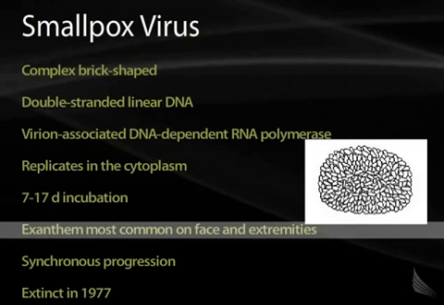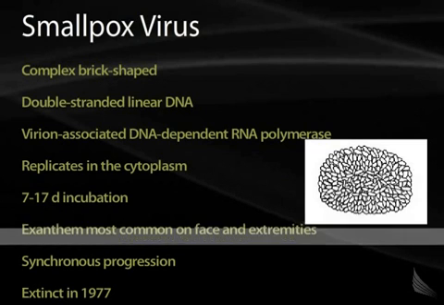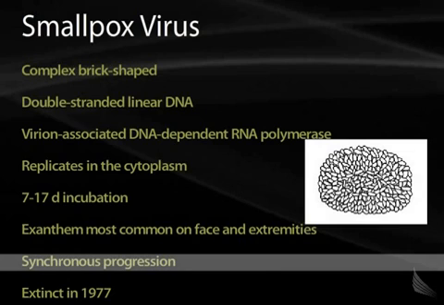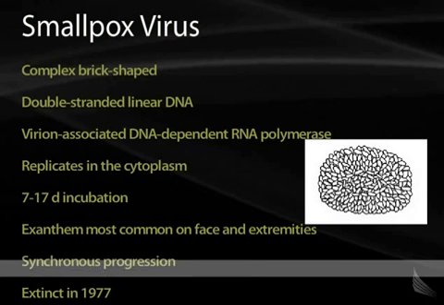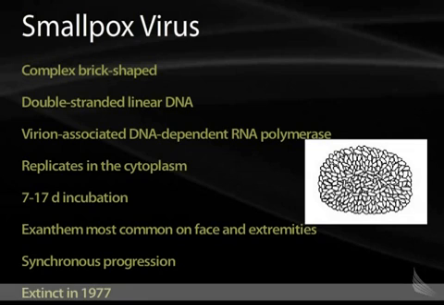The exanthem is most common on the face and on the extremities, and it's synchronous progression, which is different from chickenpox, which will have grouped vesicles in all different stages, some crusts, some vesicles, some ruptured vesicles. Fortunately, smallpox became eradicated in 1977 and only exists as a terrorist threat now.